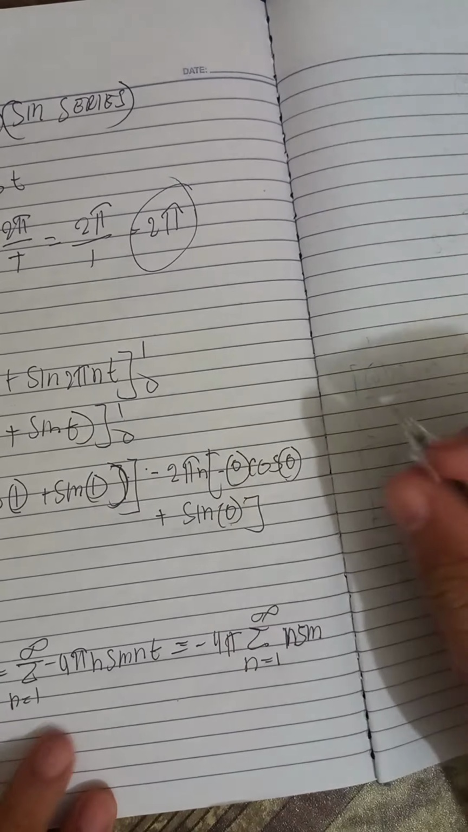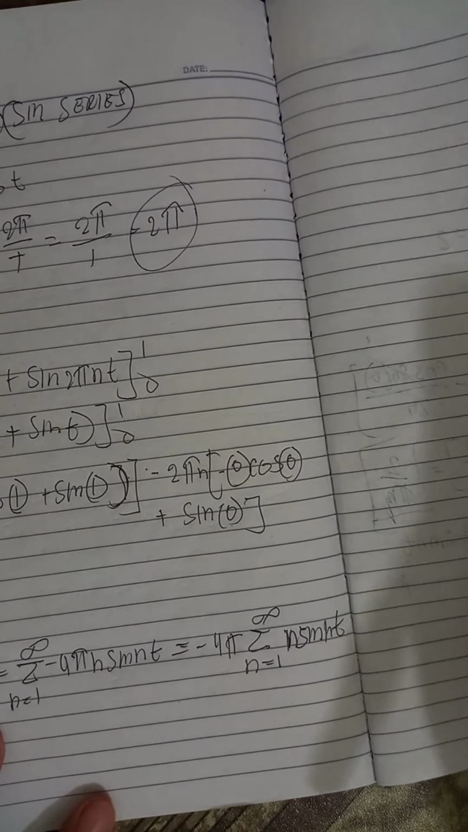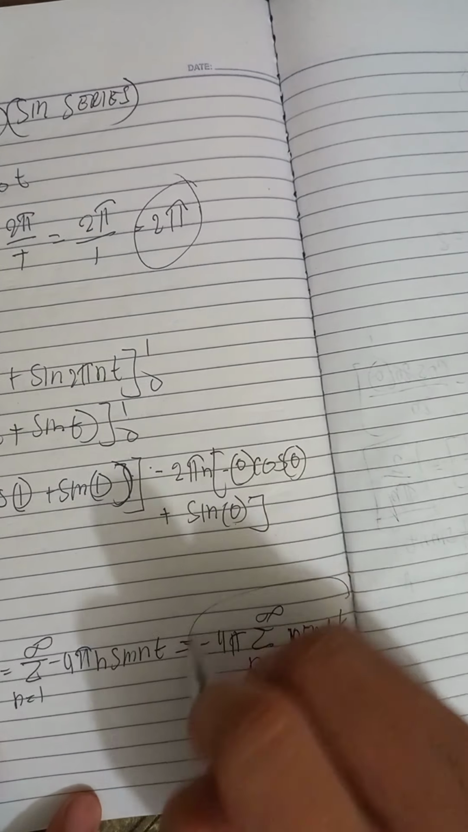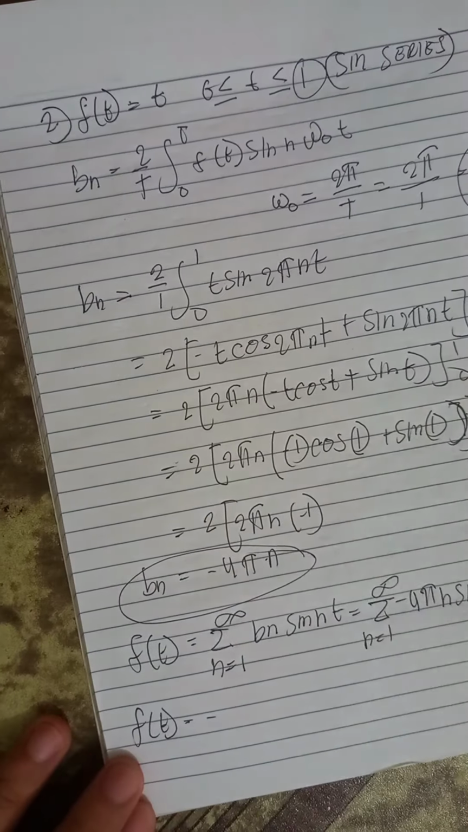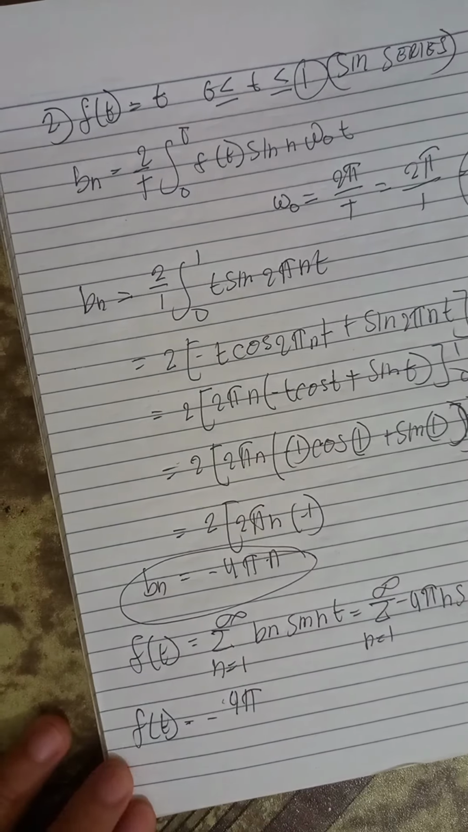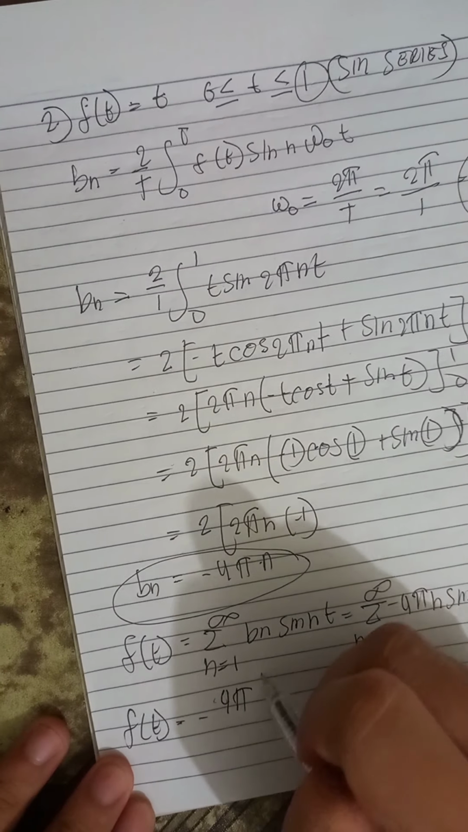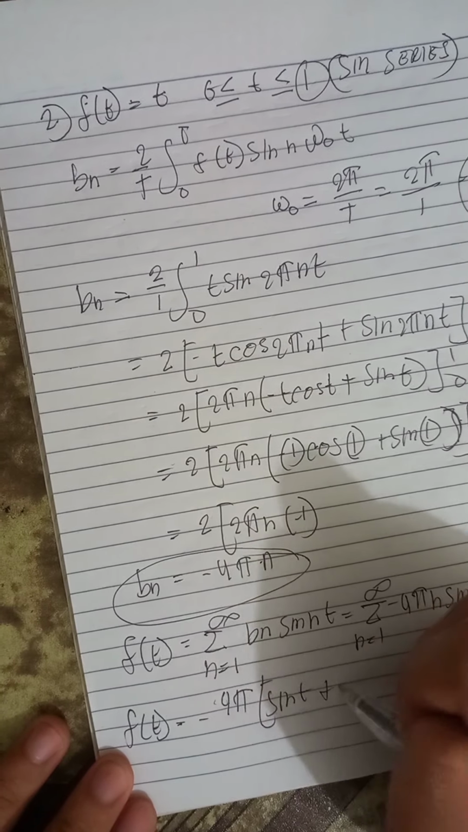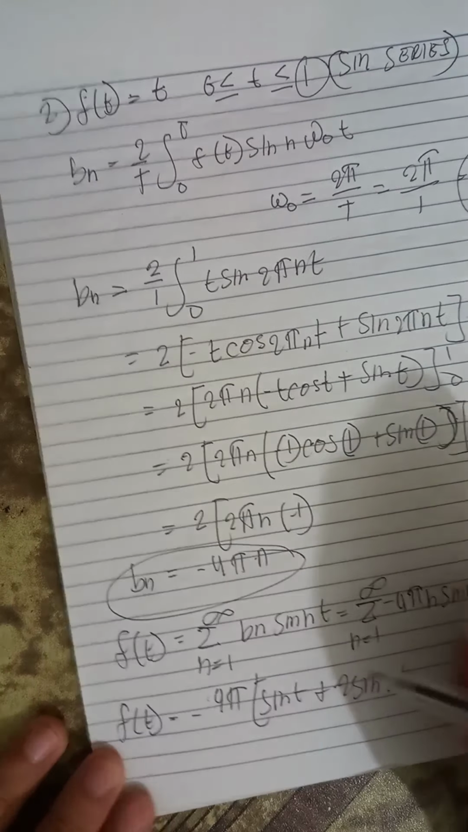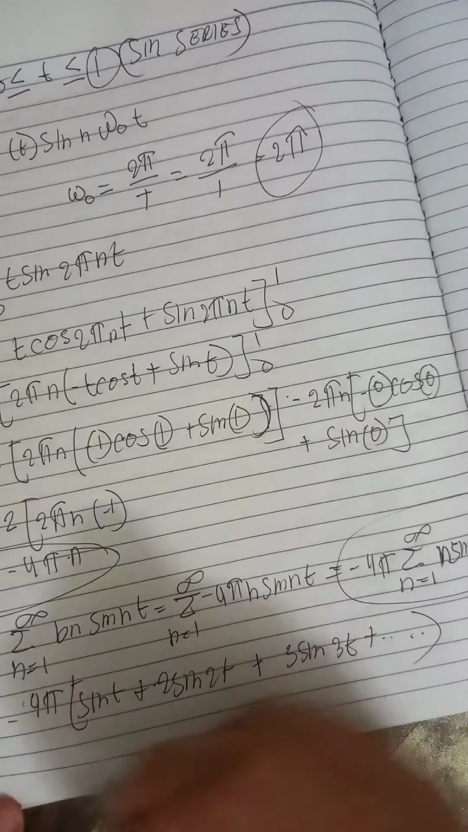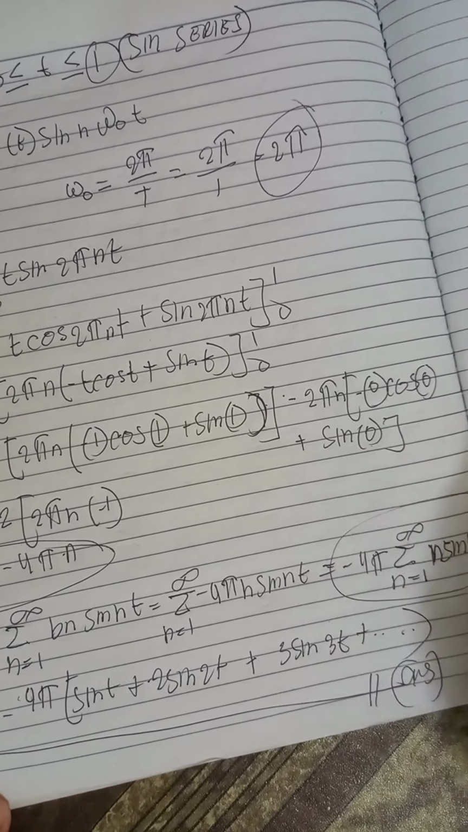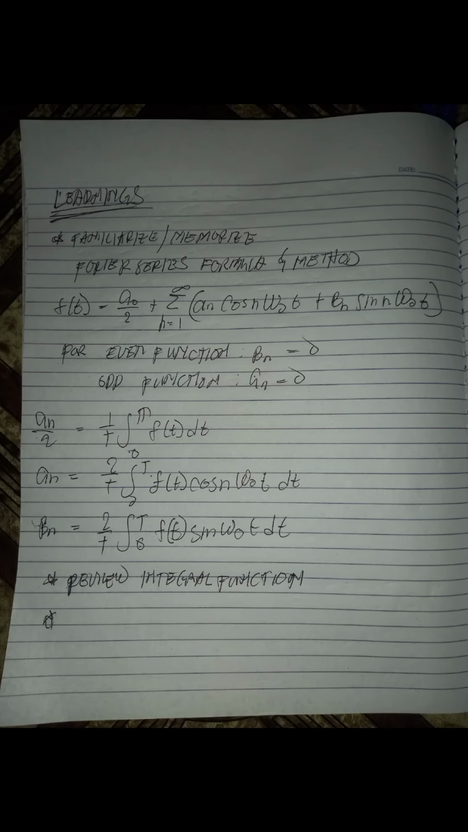Take out the negative 4π, and then use this formula to get the Fourier series. f(t) is the negative 4π times sin t plus 2 sin 2t plus 3 sin 3t, and so on to infinity. So this is the final answer in number 2, the Fourier series.